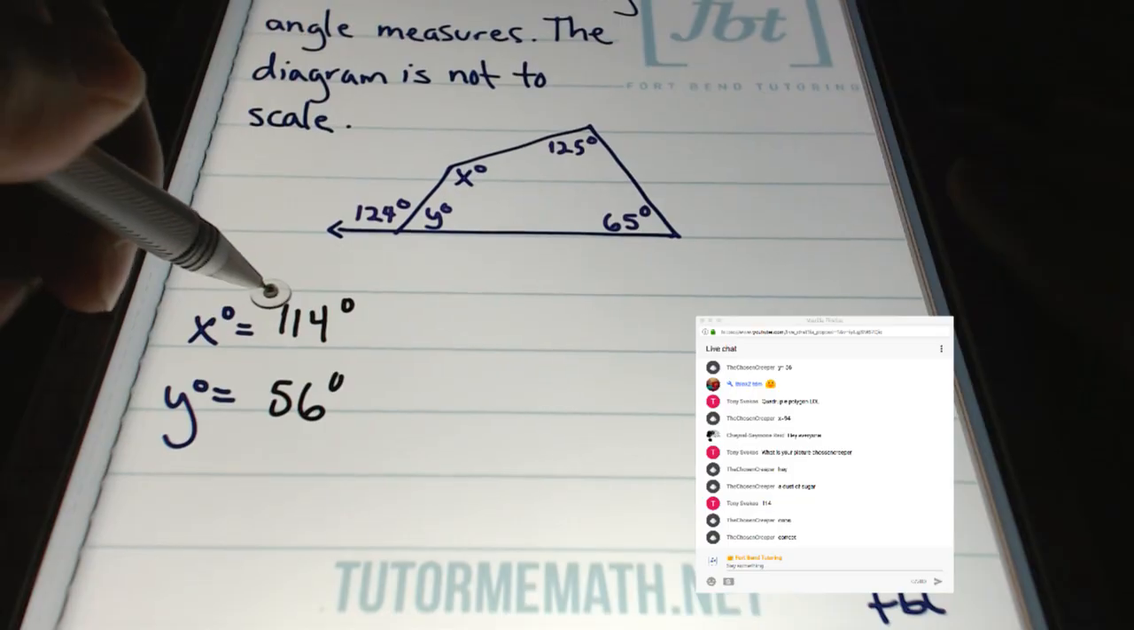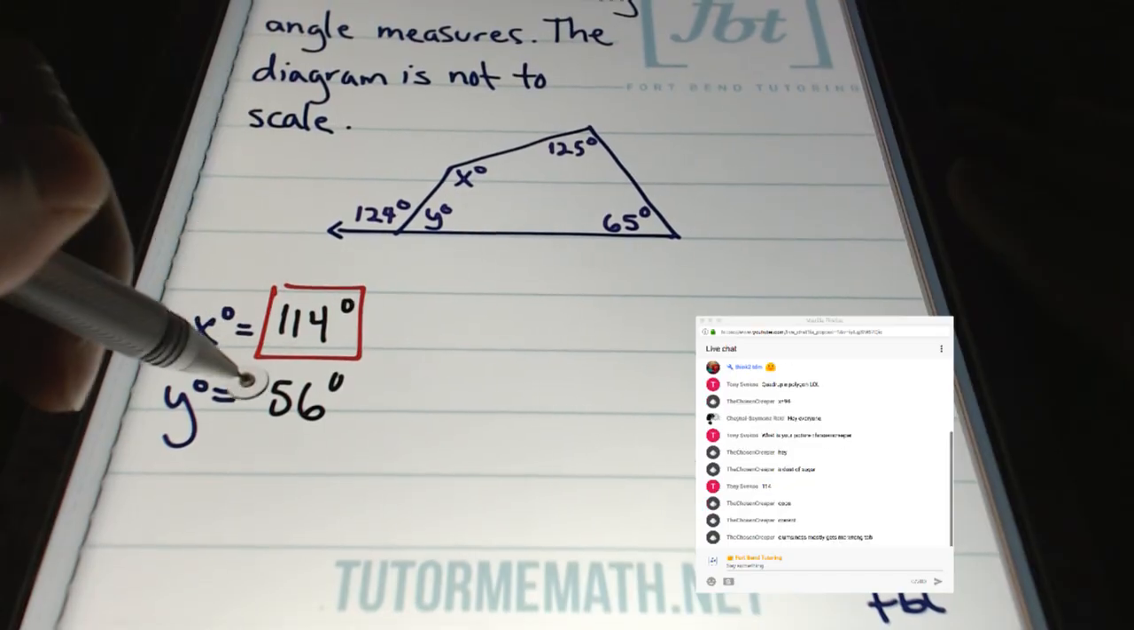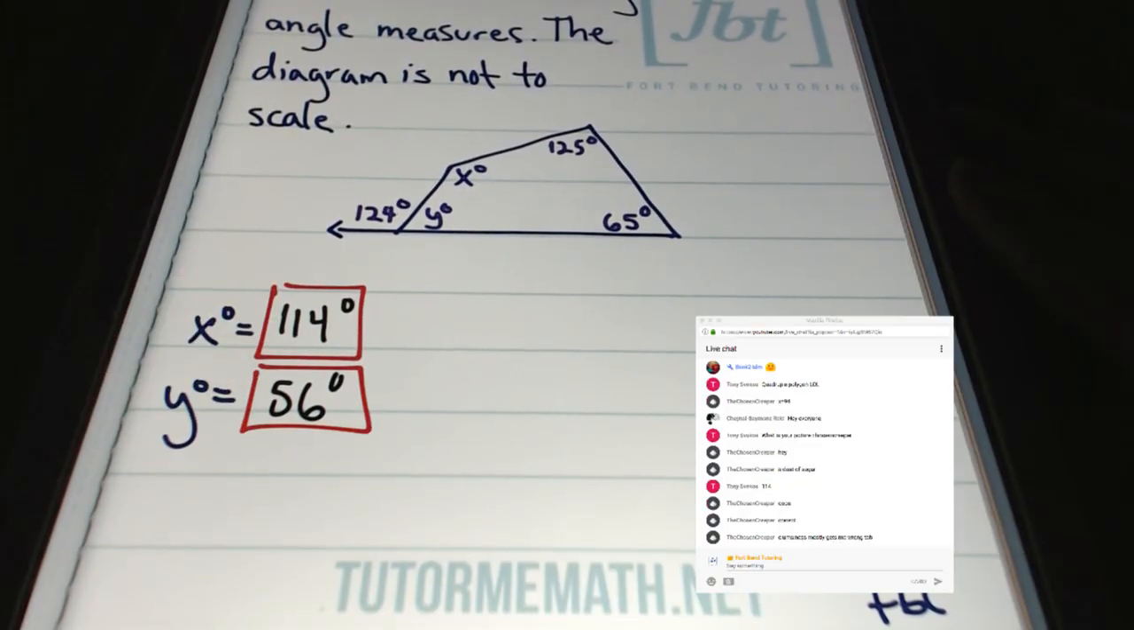That's all right, because we're going to red box these answers right here. That's exactly what we're going to get. We're going to get it cleaned up.